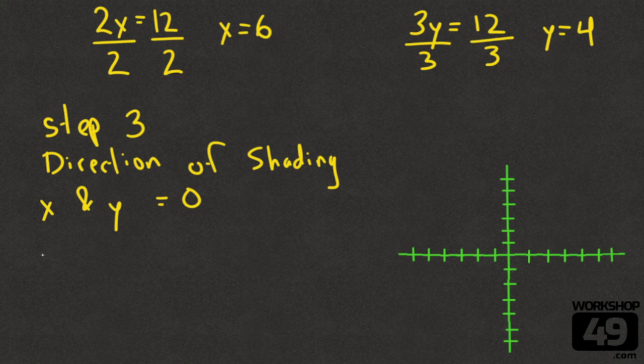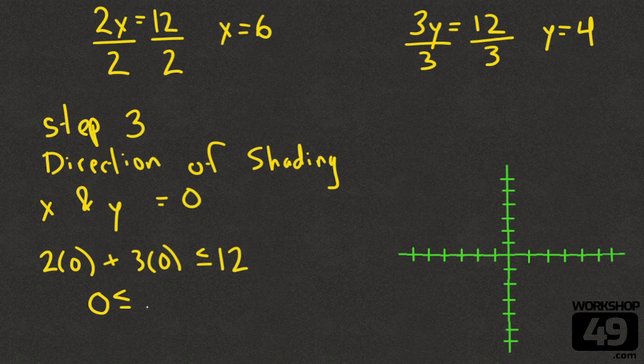So we fill this in and we get 2 times 0 plus 3 times 0 is less than or equal to 12. And this is either going to be true or it's going to be false. If it is true, we shade towards the origin, the 0, 0. If it is false, we shade away. 0 less than or equal to 12. This is true.